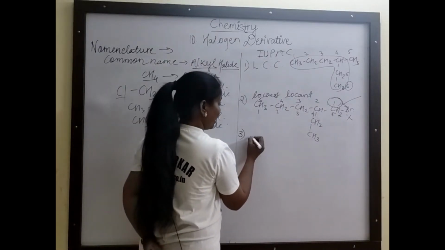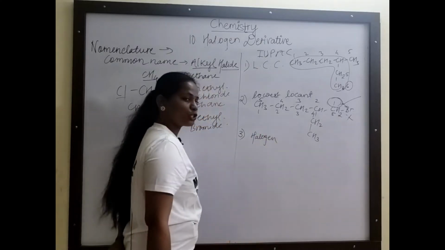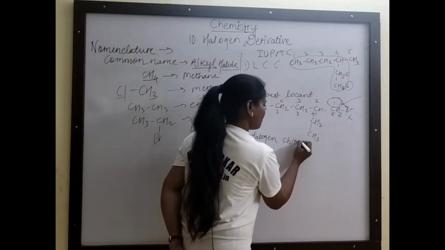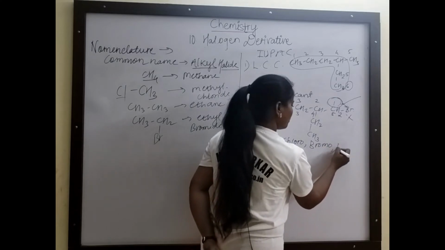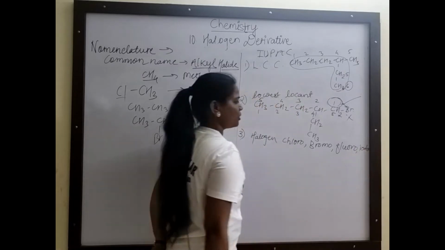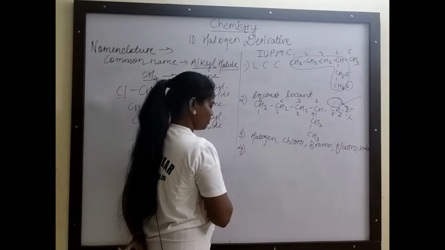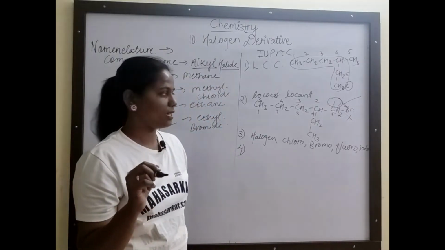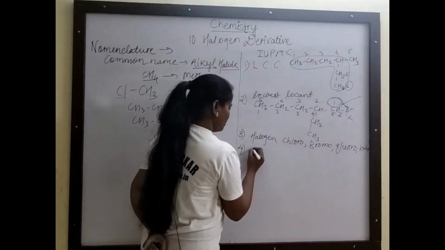Third one, when halogen atoms are attached, then that should be shown by the prefixes. Suppose chlorine is attached, then the prefix used is chloro. Bromine is attached, then it is bromo. Similarly, fluoro and iodo prefixes are used to show the halogen atoms. This is the third rule. And fourth rule, the halogen atom and the side chain attached in the organic molecule will be shown in the alphabetical order.